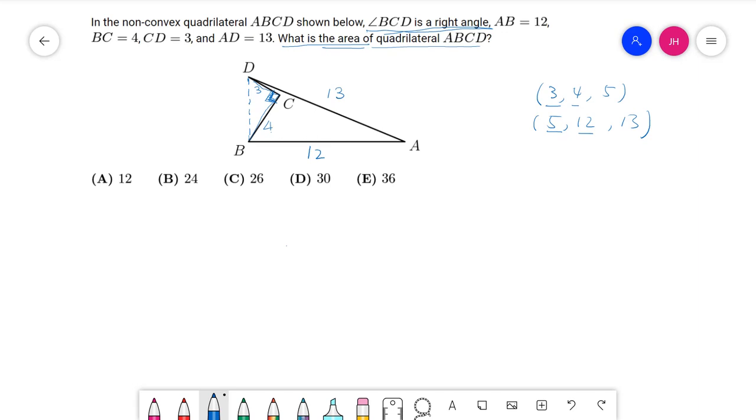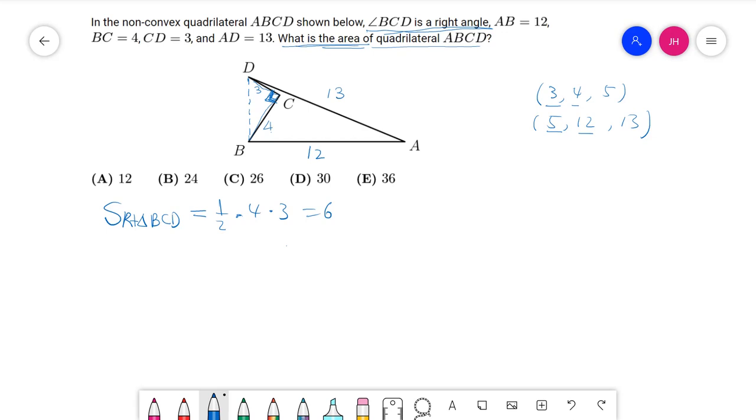Once we have this triangle completed, then this area, let's write here. The area of the right triangle BCD is known. Why? Because we have a base, BC, and we have a height, CD. This is perpendicular, right? A right angle. Therefore, that area equals a half times the base 4 times 3. That's 6. Good.